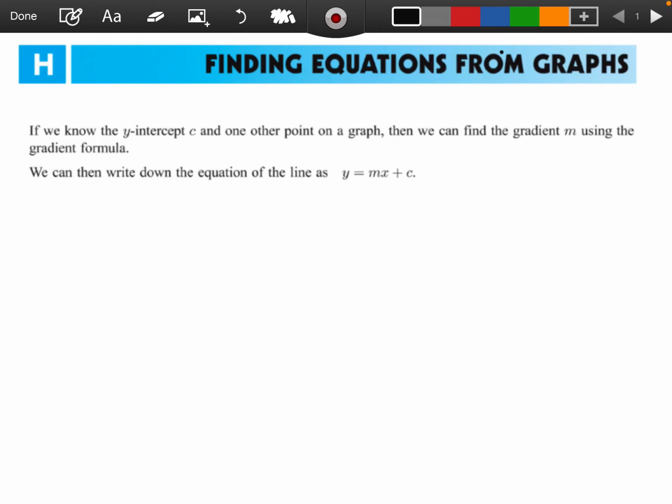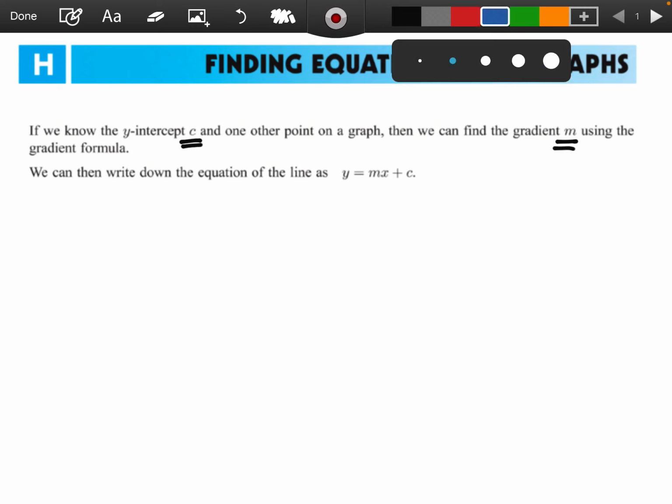Hi everyone, so this video is for the section on finding equations from graphs. We have previously looked at how to make a graph from an equation. Now we're going to look at how to make an equation from a graph. The information on the screen says if we know the y-intercept, which we know is c, and one other point on the graph, then we can find the gradient m using the gradient formula.